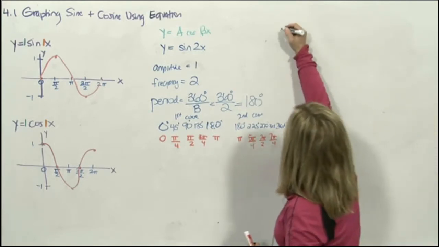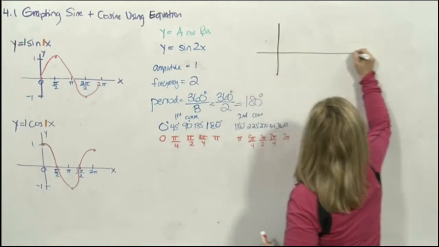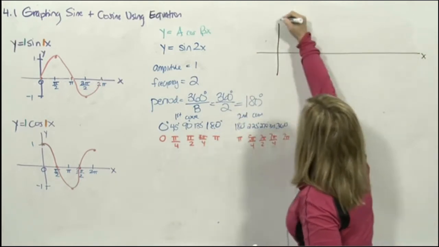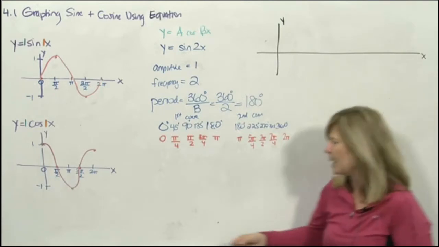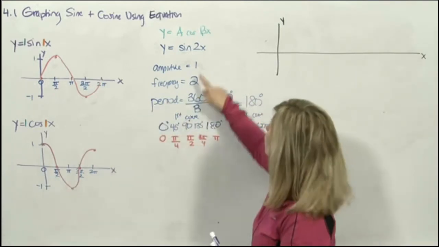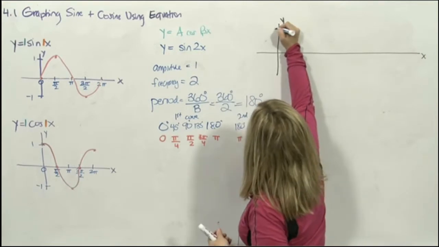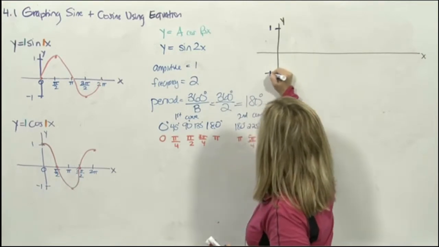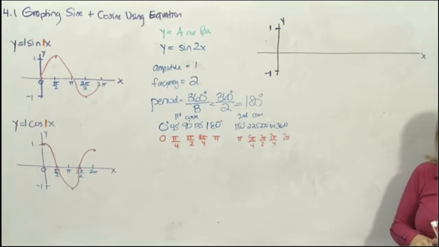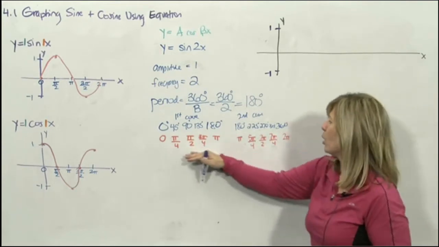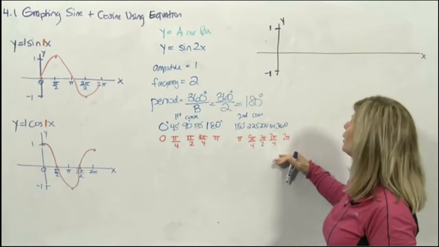So we'll draw the x and y axis. The y axis is the easiest to set up. It's the amplitude. What's our amplitude? 1. So I want to go as high as 1 and as low as -1. Do you all agree? Now the radians. We have to put all of these here. They ought to be equally spaced.